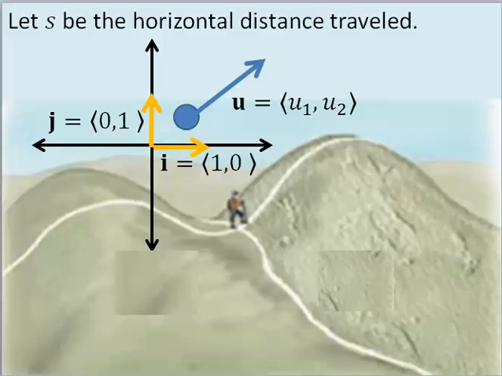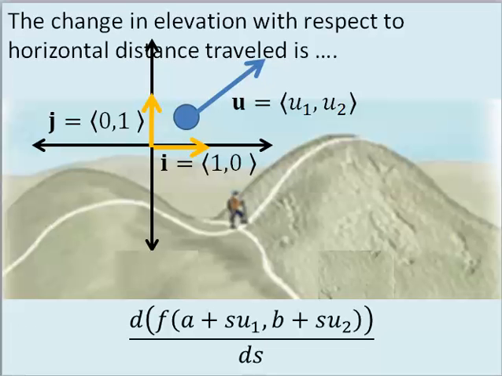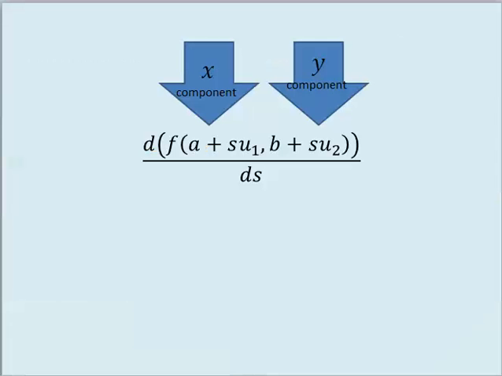Let s be the horizontal distance traveled. Then the curve describing his walk is a function of s. The change in elevation with respect to the horizontal distance, therefore, is a derivative with respect to s. Elevation is a function of x and y, which in turn are now functions of s.